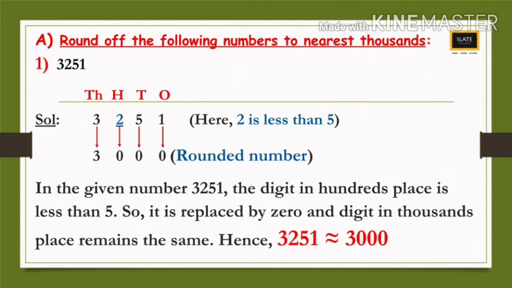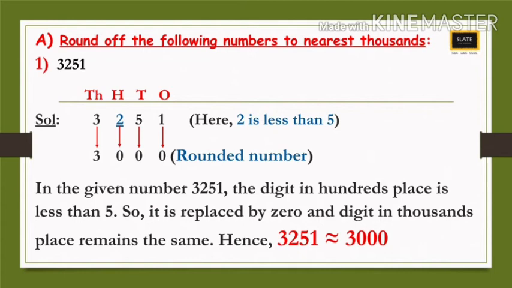Now the hundreds place digit, that is 2. Now you tell me slaters, is that 2 less than 5, greater than 5, or equal to 5? Yes, it is less than 5. So 2 is replaced by 0 while retaining the other digits. I mean whatever digit is in the thousands place and the next places will remain the same. Here in the thousands place 3 is there, so 3 remains the same 3. Now what is the rounded number there? Yes, 3000. So 3000 is the rounded number.